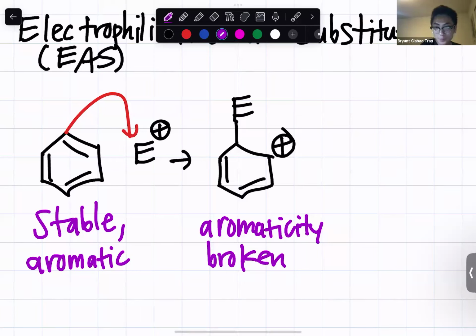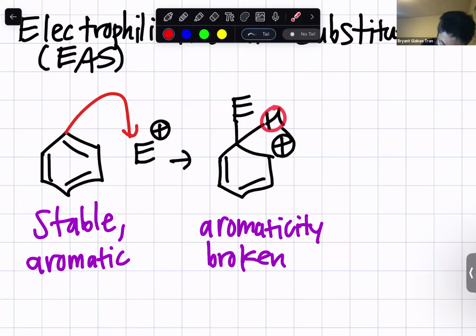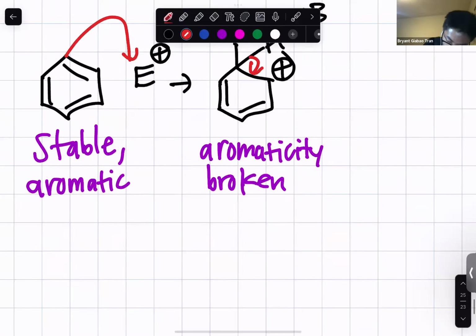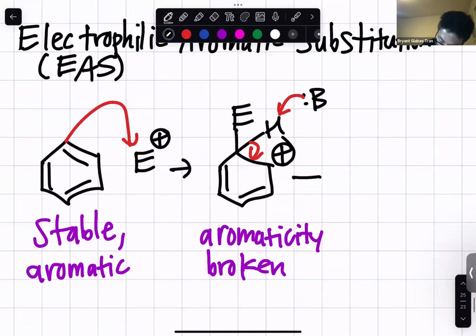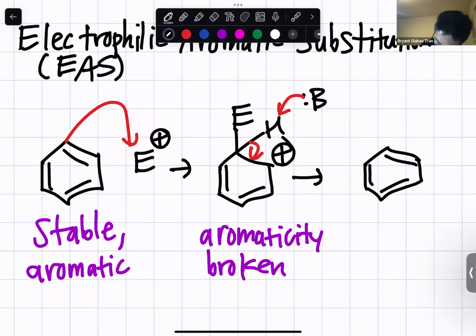So what we could do is reform the aromaticity by doing an E2 reaction. So the hydrogen that we are going to get is the hydrogen here, where some kind of base, which would be given in the reagent for the future reactions we're going to do in this chapter, comes back to grab that hydrogen and form a double bond right there, which will reform our happy, stable benzene ring here with the electrophile still attached to it.